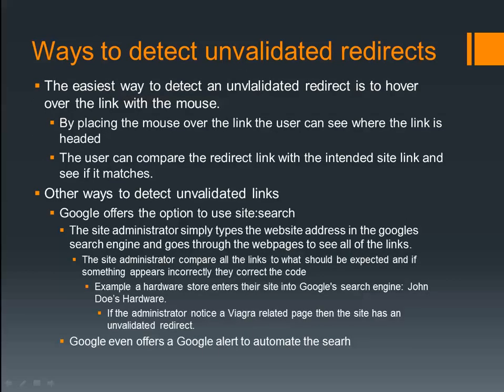Ways to detect unvalidated redirects. Well, it's fairly easy, which is a good thing. The easiest way to detect unvalidated redirects is to hover over the link with a mouse. A lot of people never do that, but if you take the time just to slide the mouse over top of it, it'll actually give you the link where you're about to go.